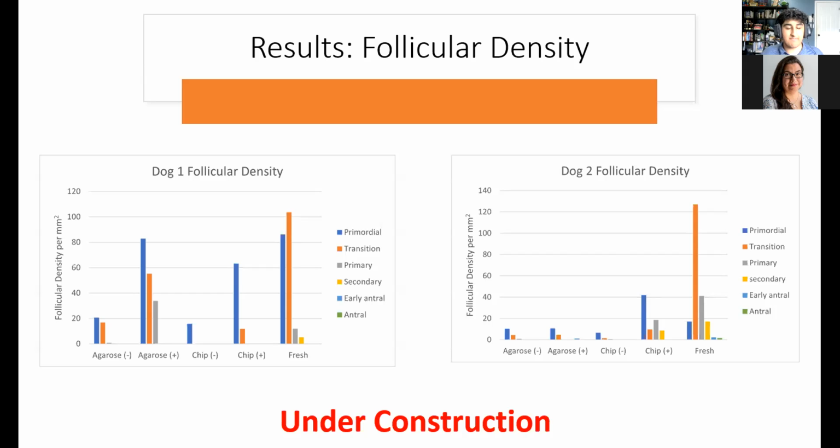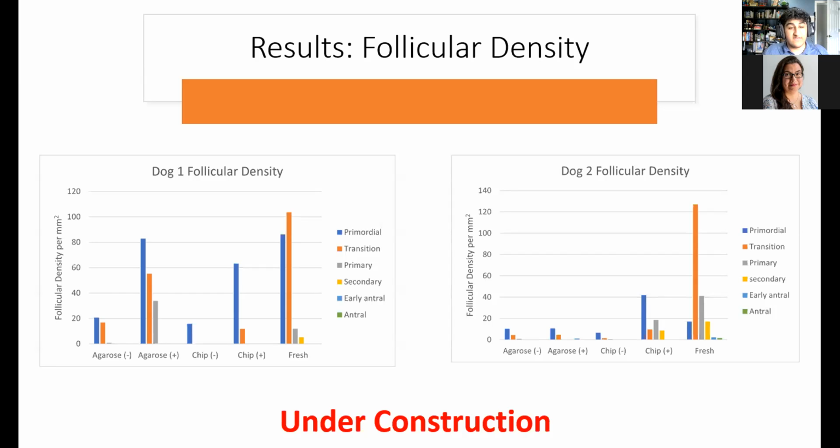And you can see the same effect happening in the chip cultures. The chip with cells has substantially higher follicular density. In dog 2, you can better see the losses that culture can bring. We count the fresh follicles because they're a good metric on how we can measure follicular density, because all cultures will eventually have a drawback. So by measuring this, we can see that the chip with cells, the culture with cells, has a higher follicular density.